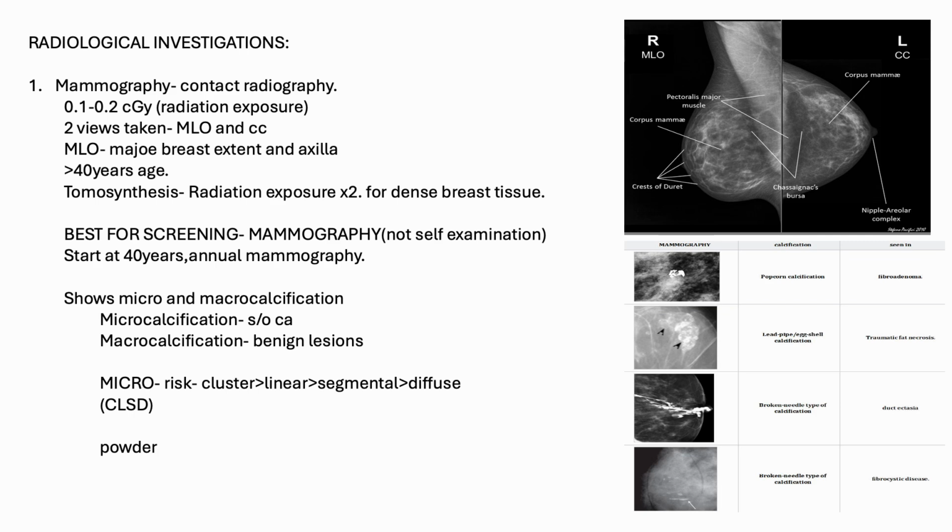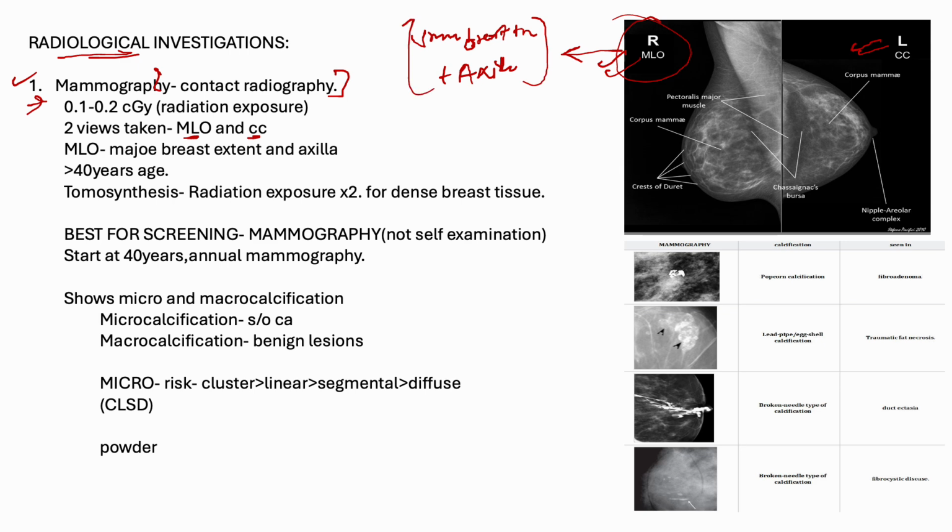Okay, coming to details of radiological investigation. First is the mammography. It is a contact radiography. Okay, the radiation exposure is 0.1 to 0.3 cGy, and two views are taken: medial lateral oblique and craniocaudal, right? The medial lateral oblique shows most of the breast tissue and also the axilla. Okay, the axilla is important to look for any nodes, right?